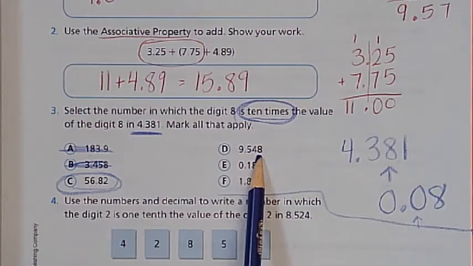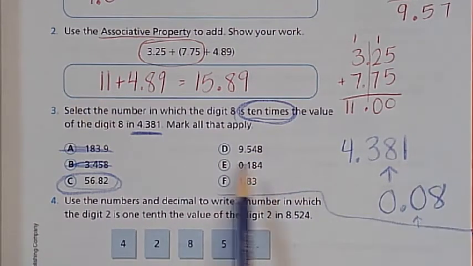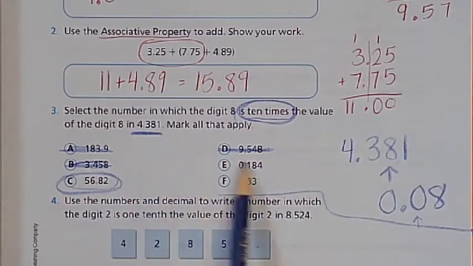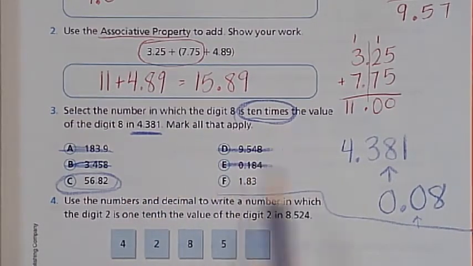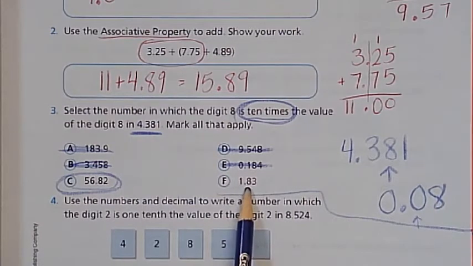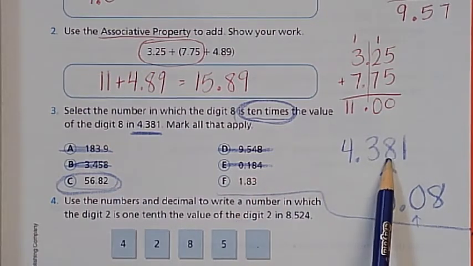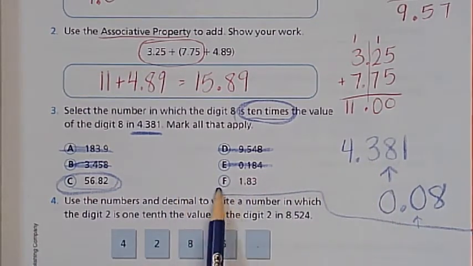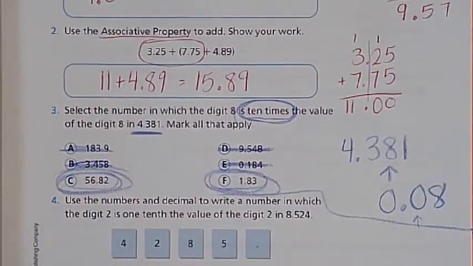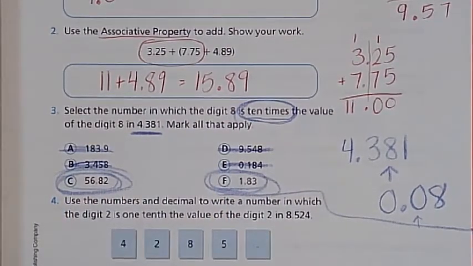Again, this 8 is in the thousands place, so that's smaller. This 8 is in the hundredths place, that matches, so that's not right. And then this last one, I have an 8 in the tenths place, so that moved it from the hundredths to the tenths, which made it 10 times bigger. So for this one, I had 2 correct answers, letter C and letter F.